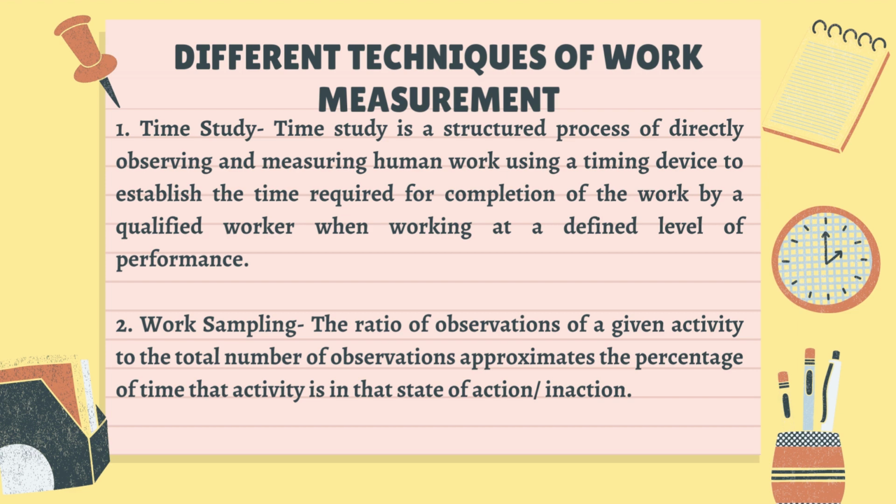Next is the work sampling. So, the ratio of observations of a given activity to the total number of observations approximates the percentage of time that activity is in that state of action and inaction.